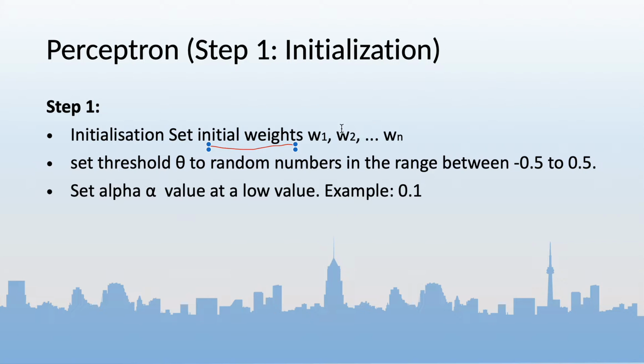Once we initialize these two values, we will set the alpha value at a low value. What is alpha value? Alpha value is actually the learning rate. Usually the alpha value is set at a low value.